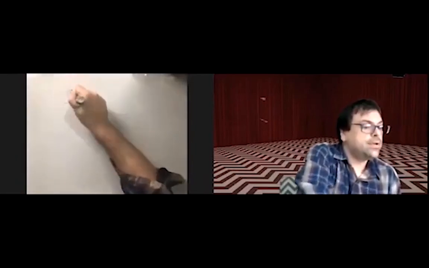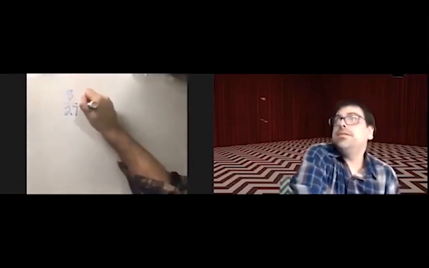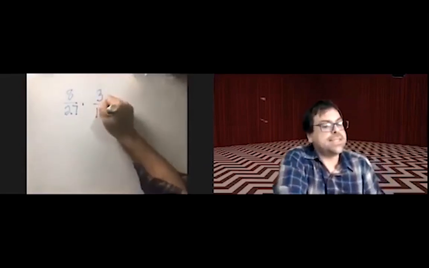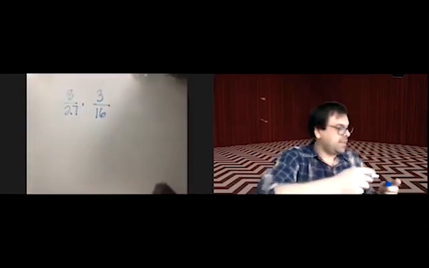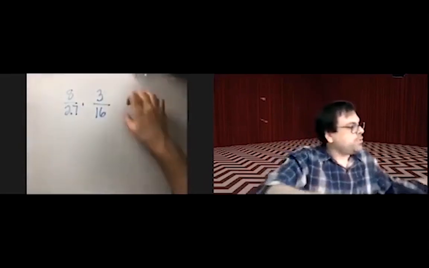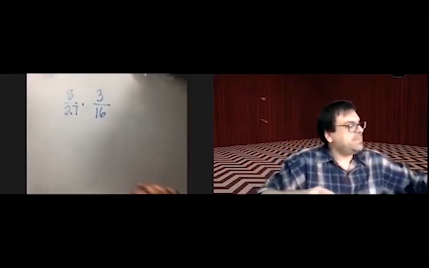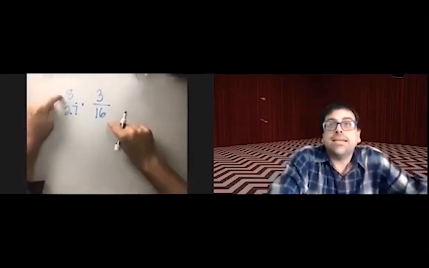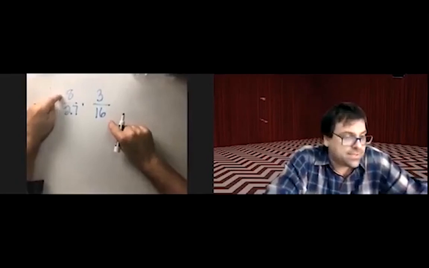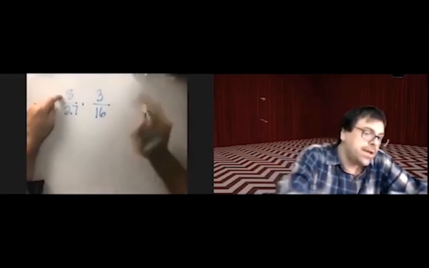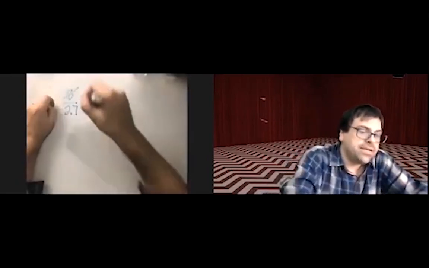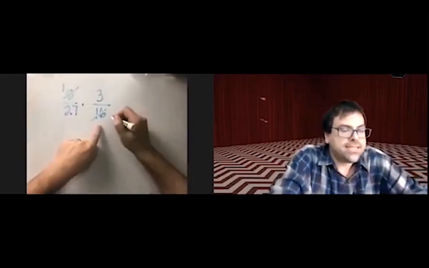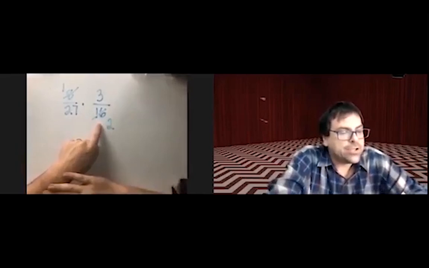8 over 27 times 3 over 16. 8/27 can't be reduced. 3/16 can't be reduced. But 8 and 16 share some factors. 8 and 16 can both be divided by 8. 8 divided by 8 is 1. 16 divided by 8 is 2.